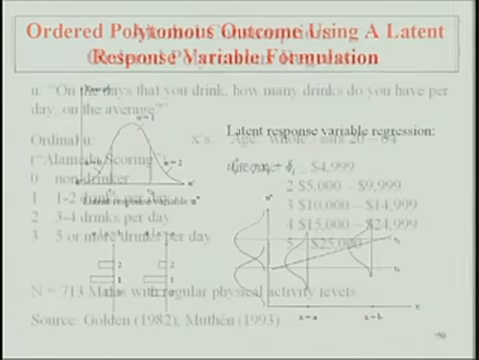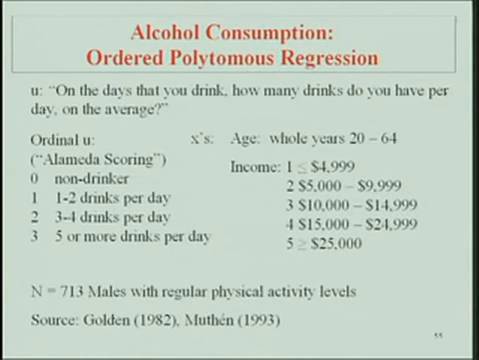Here's an example from an old alcohol investigation in Alameda County. I think that's near San Francisco. Golden, 1982. It's from an edited book that I had a chapter in, Muthen, 1993. On the days that you drink, how many drinks do you have per day on the average? That's an ordered polytomous variable, 0, 1, 2, 3, where you categorize into non-drink, 1 to 2 drinks per day, 3 to 4 drinks per day, 5 or more drinks per day. So this is like a 6-pack drinking. And then related to age and income as predictor variables.